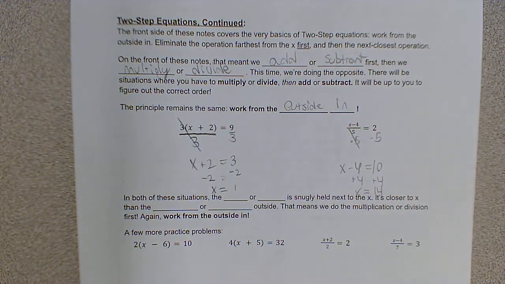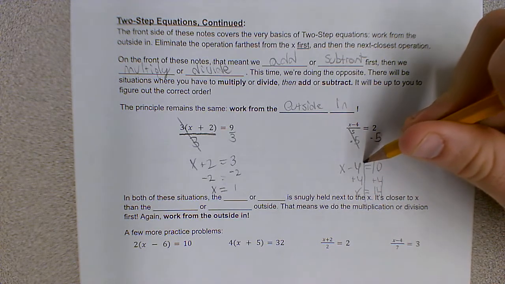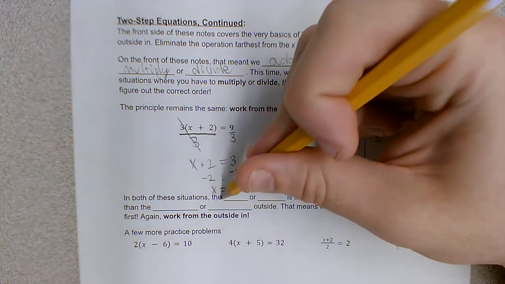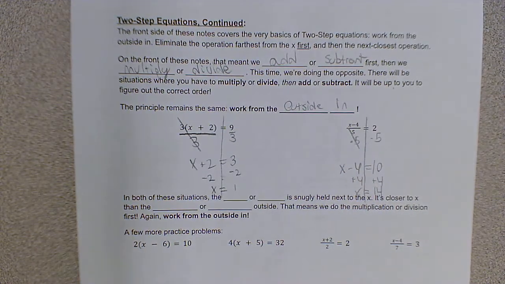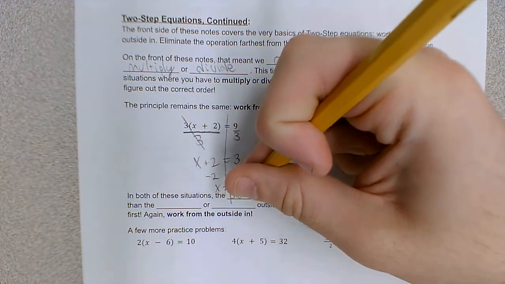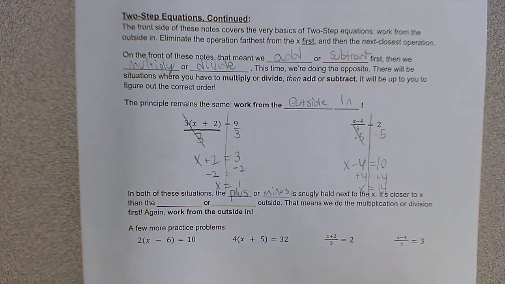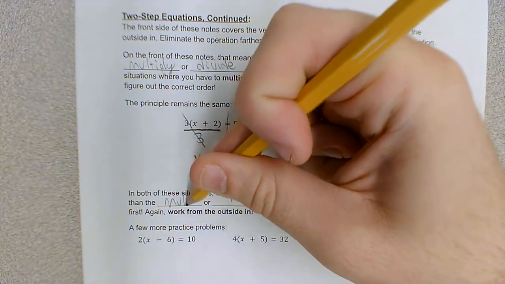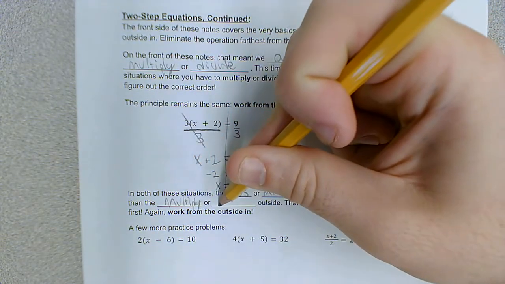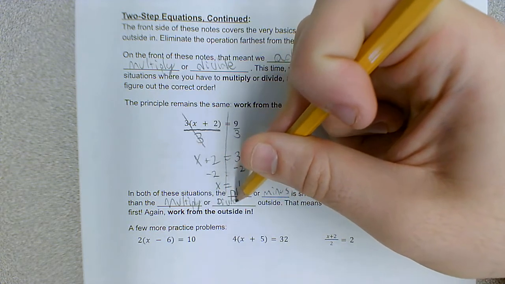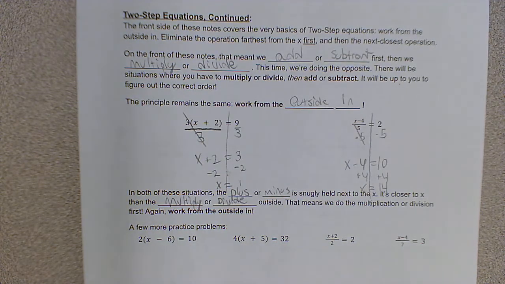Once again, 2 steps. I'm still keeping everything organized. My left is on my left, my right is on my right. And I'm doing all of my work under the operations I'm basing them on. In both of these situations, the plus or minus is snugly held next to the x. It's closer to the x than the multiply or divide outside. That means we do the multiplication or division first. Work from the outside in.